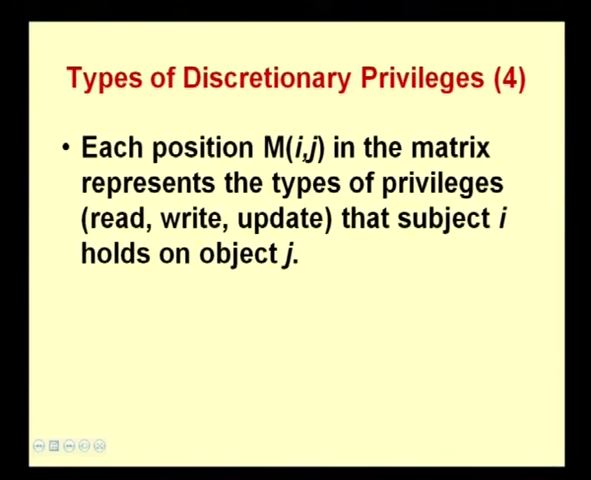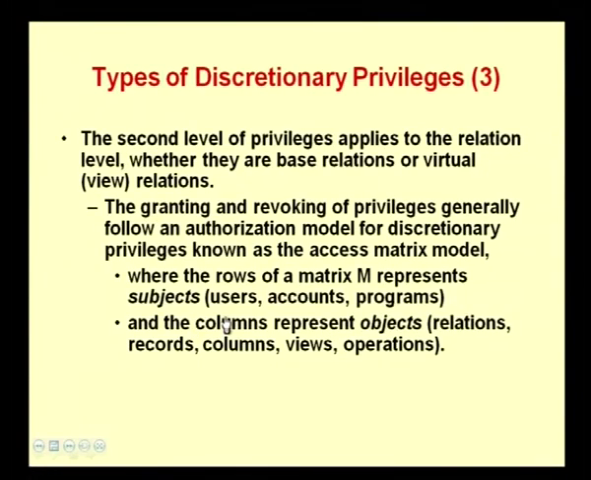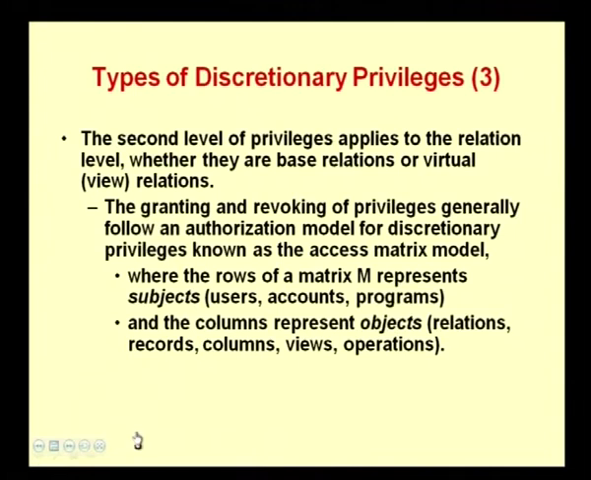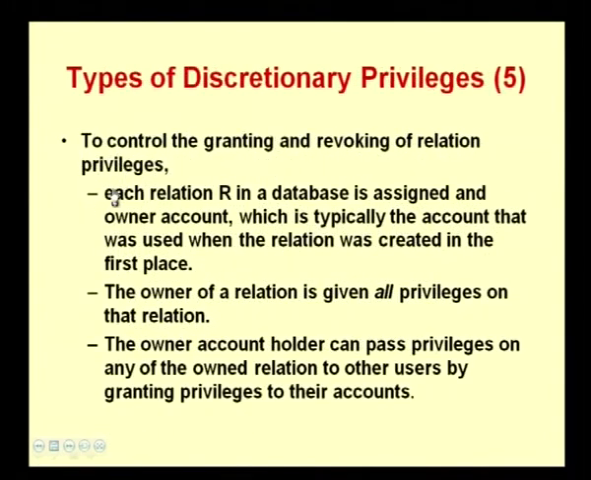Now, each position Mij in the matrix represents the type of privileges, for example, read, write or update, that a subject i, where subject is either the user or the account or the programs, holds on object j. Object can be again relations, records or tuples, columns, views and so on. So, to control the granting and revoking of relation privileges, as far as we saw the previous one, this is for account level. Now, we are talking about relation level.